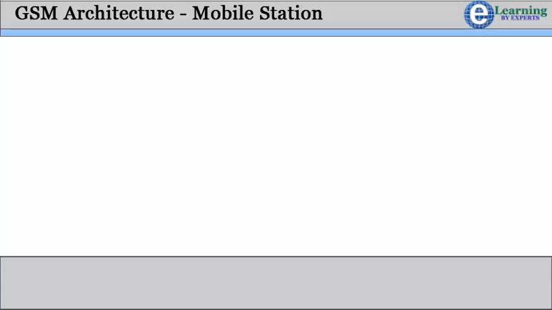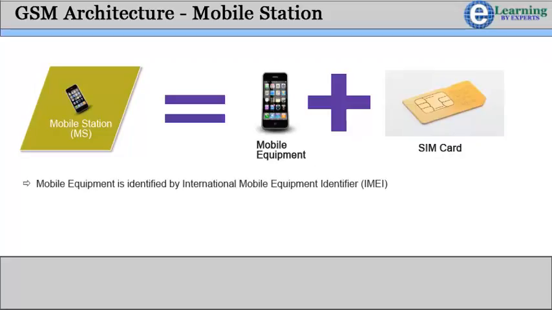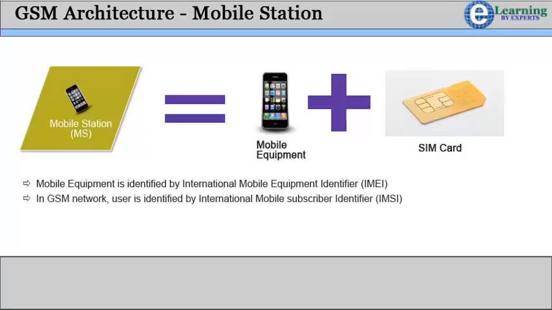Mobile station or MS is a generic term for the user device. It is a combination of mobile equipment and subscriber identity module or SIM card that stores subscribers' data. Mobile equipment is identified by International Mobile Equipment Identifier or IMEI. In the GSM network, SIM card identifies the user. It contains the subscriber's identifier, referred to as the International Mobile Subscriber Identifier, IMSI. It also contains information needed for network authentication and ciphering.